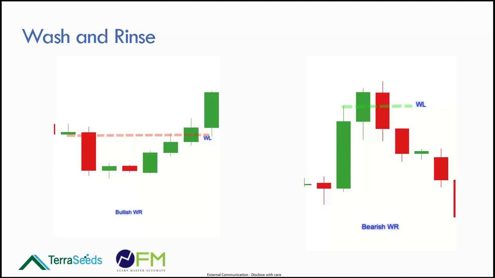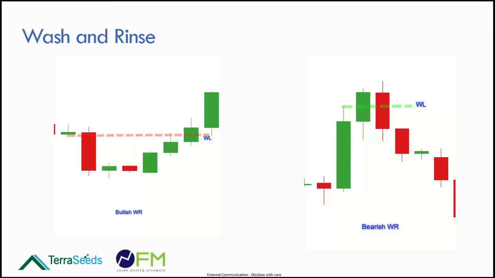Okay, and once you have a new wash line being developed, the previous wash line will become irrelevant. That means that if I have a new wash line being drawn, the previous wash line that I've drawn will not be relevant anymore. So you only take the most recent wash line.